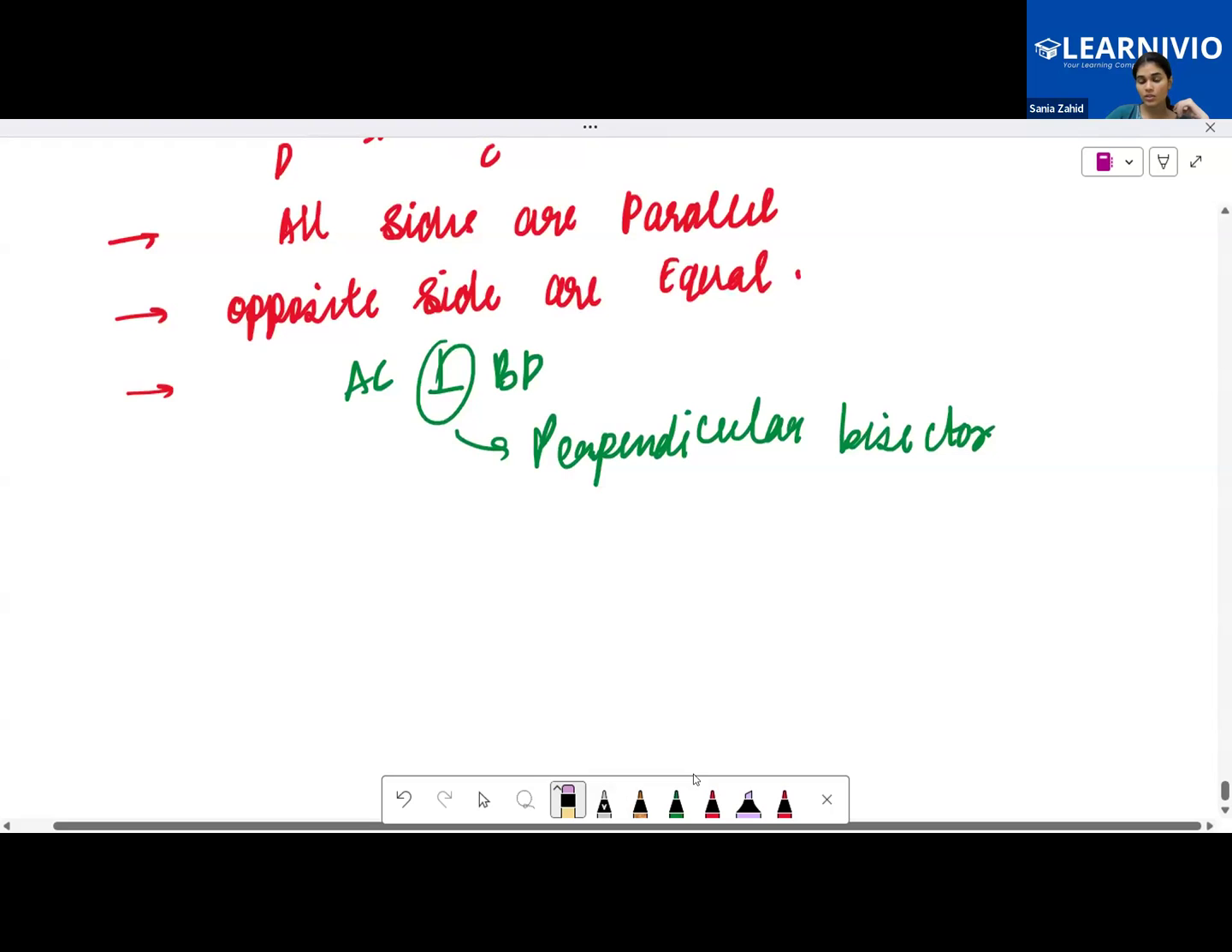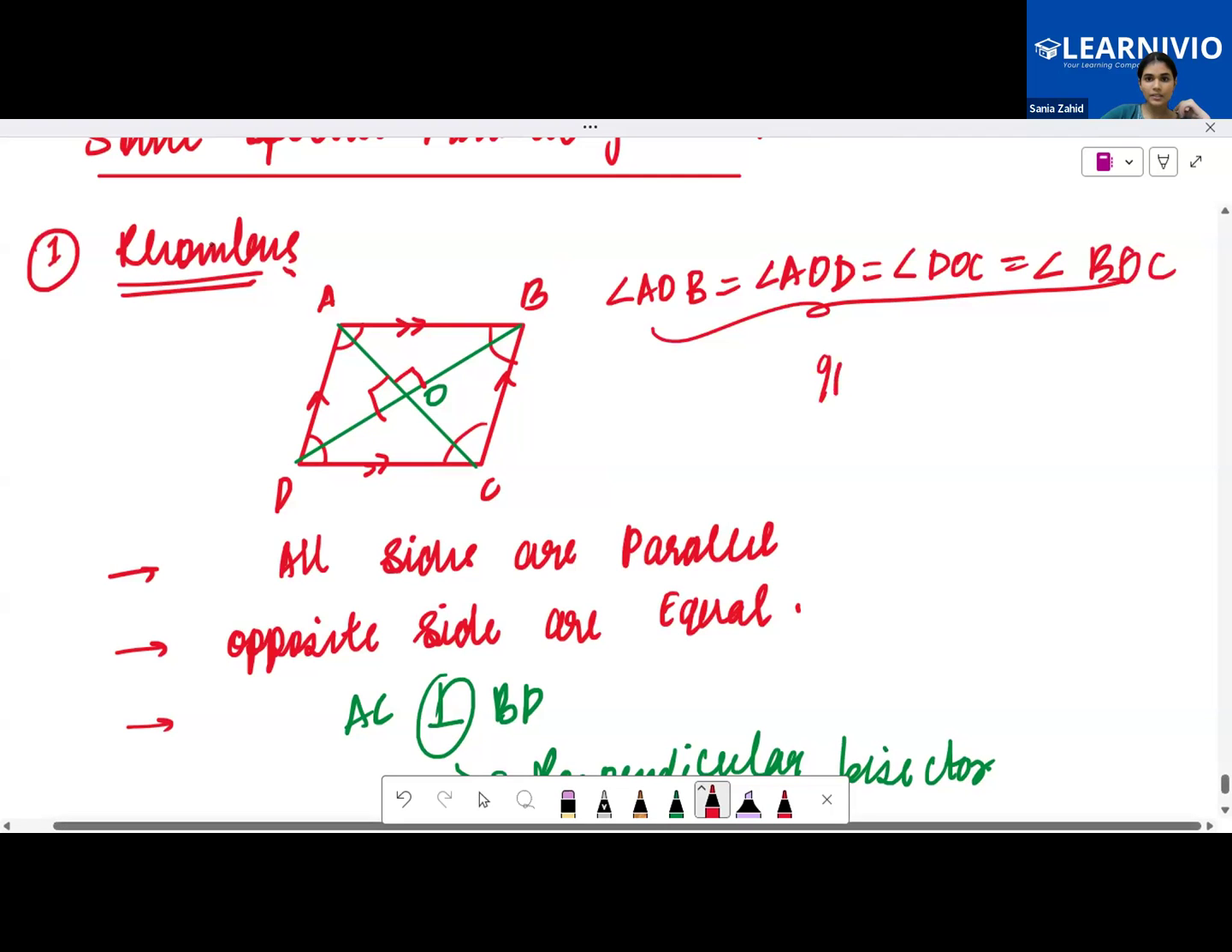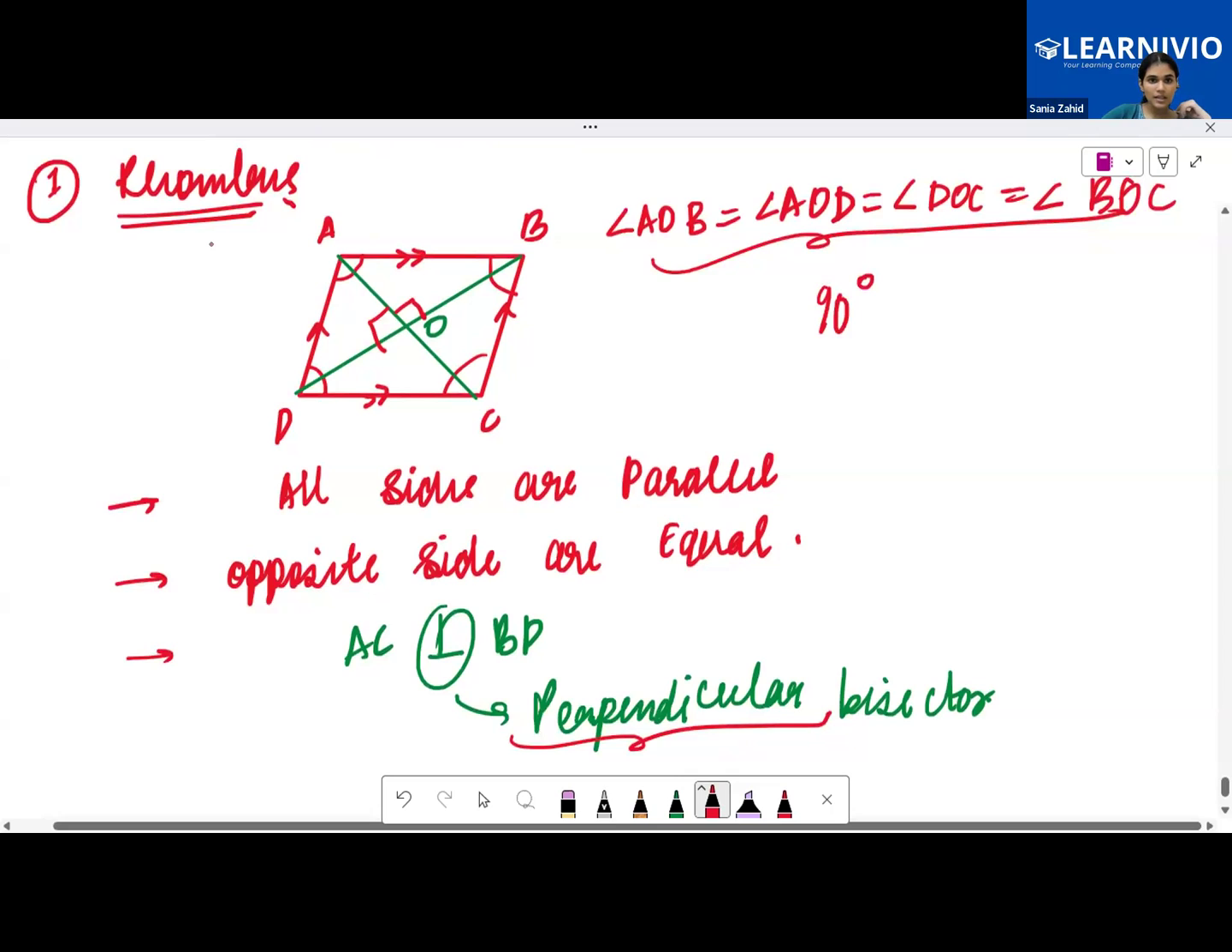What is the meaning of perpendicular? Perpendicular means 90 degrees. Whenever you see the term perpendicular, you should know 90 degrees. That means angle AOB will be equal to angle AOD, will be equal to angle DOC, will be equal to angle BOC, and all of them will be 90 degrees. That means AC is cutting BD at 90 degrees.